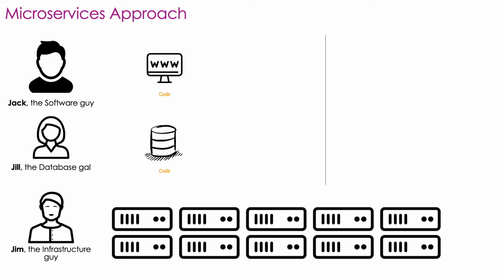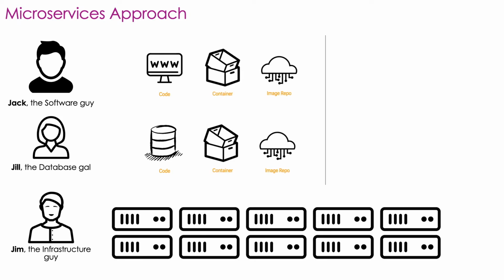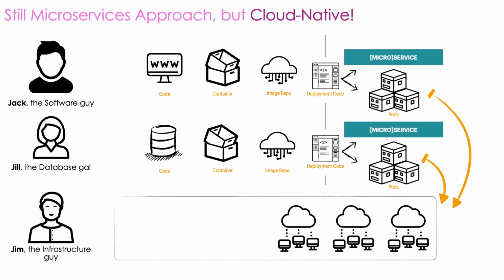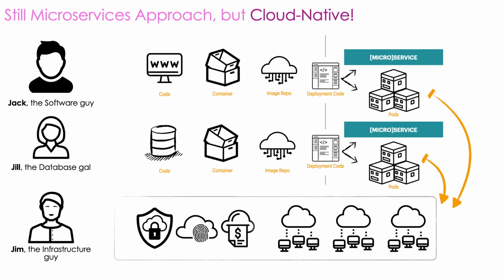While Jack and Jill learned how to take their application code, package it into containers, and push it to a container repository. They also had to then create a deployment code, which was more of an infrastructure as code that instructed how to take their containers from the repository and deploy them as smaller units of pods, which ran on Jim's hardware. However, in a cloud native approach, Jim has no infrastructure to manage. However, he obviously has to now manage the cloud security, identity, and even the cost of his operations.